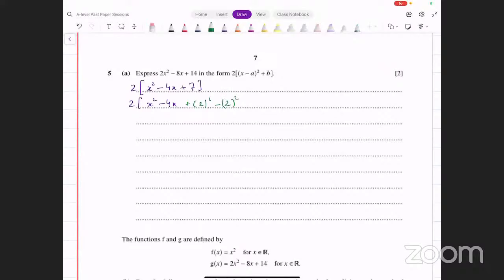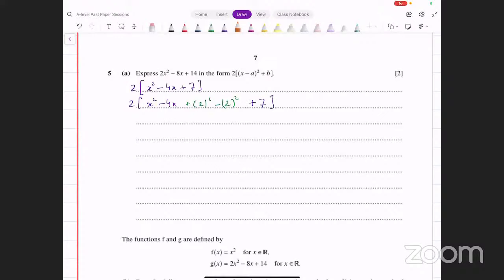ठीक है? It's your choice if you want to take 7 inside the bracket or leave it outside. वो आपकी मर्जी है. It doesn't really matter. यहाँ पे क्योंकि end पे मुझे सब कुछ अंदर चाहिए, I'm just keeping this inside. ठीक है? That's going to be quicker. Plus 7 and I've got this.